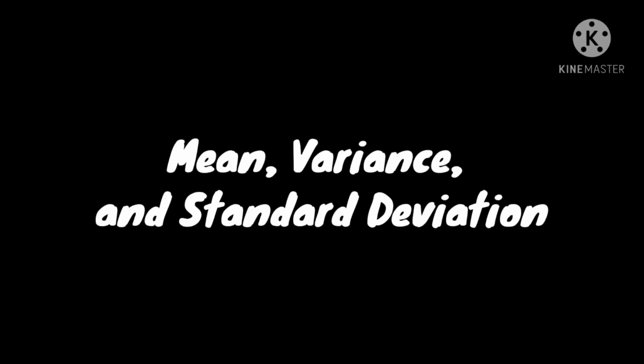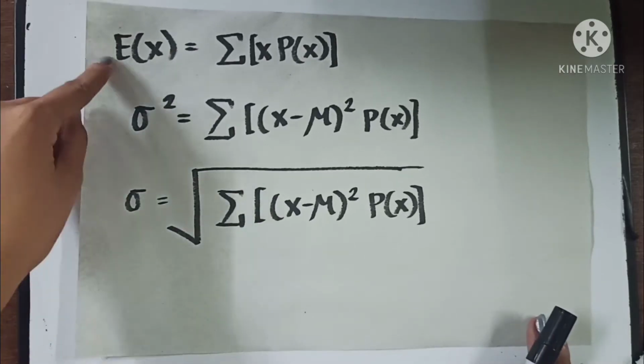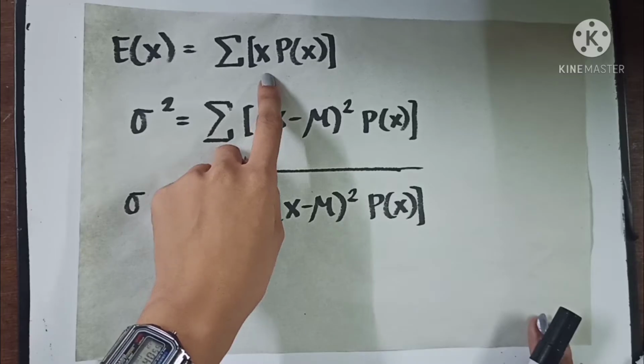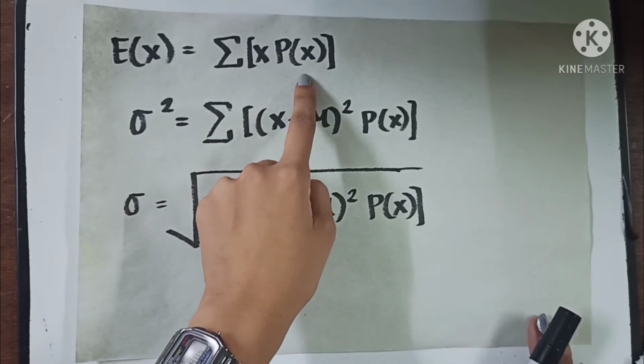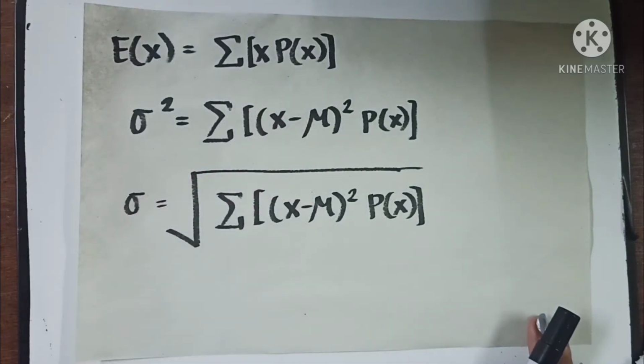Okay, so kanina diniscuss natin kung paano kumuha ng mean ng discrete random variable. So ngayon naman, paano naman kapag variance and standard deviation na yung kailangan nating isolve. So here are the formulas to solve for the mean, variance, and SD. Again, to solve for mean, E of x is equal to the summation of the product of x and its corresponding probability, or summation of x, P of x.